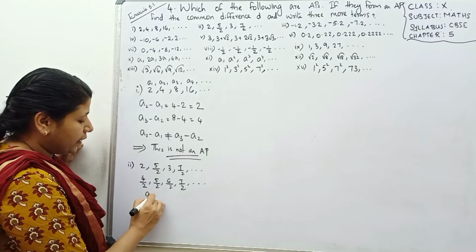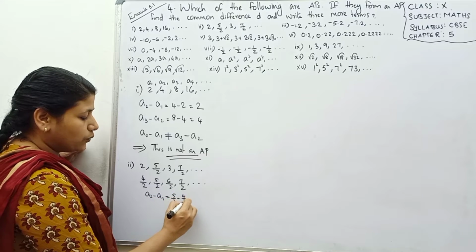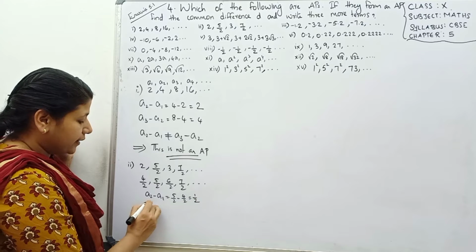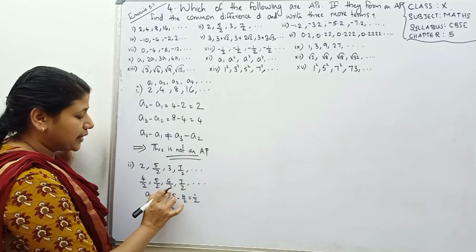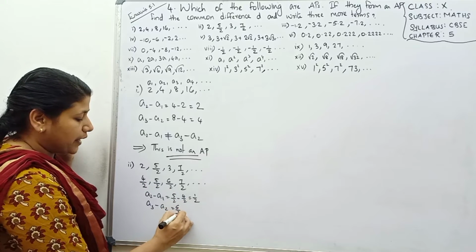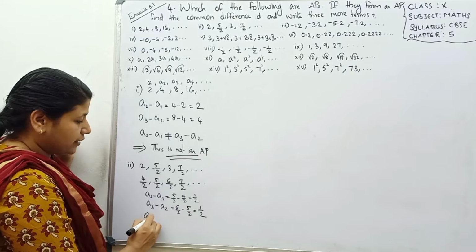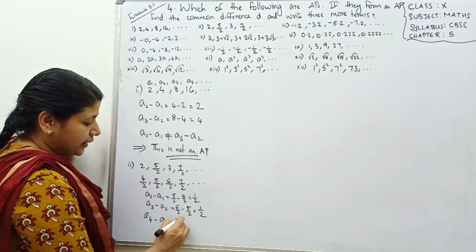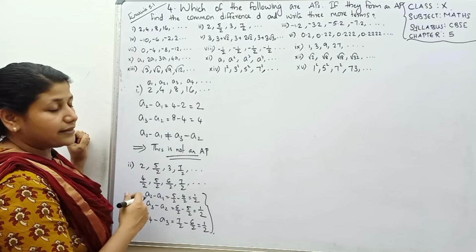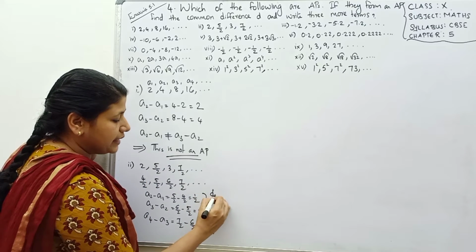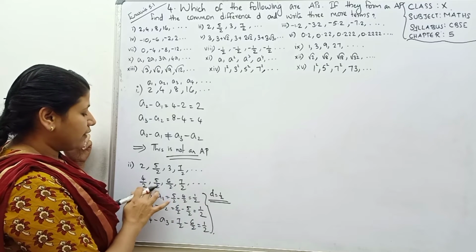First we will find out A2 minus A1, that is 5 by 2 minus 4 by 2, which is 1 by 2. Then A3 minus A2, that means 6 by 2 minus 5 by 2. This is the third term, this is the second term. 6 by 2 minus 5 by 2, which is 6 minus 5, 1 by 2 again. And also A4 minus A3, that is 7 by 2 minus 6 by 2. Here in all the cases we find that there exists a common difference, and this common difference D is 1 by 2.